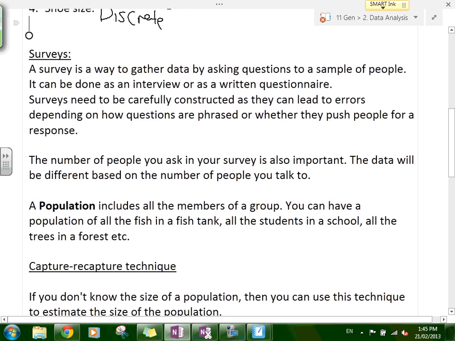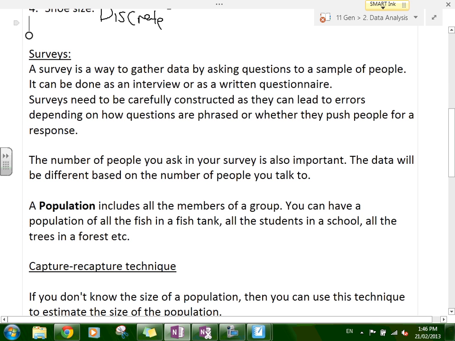Next thing we'll talk about, survey. A survey is a way to gather data by asking questions to a sample of people. Like I said, lots of writing, you can go home and print the slides. Instead, summarize it as we go. So, a survey, you ask questions, you get people on the phone asking them questions.